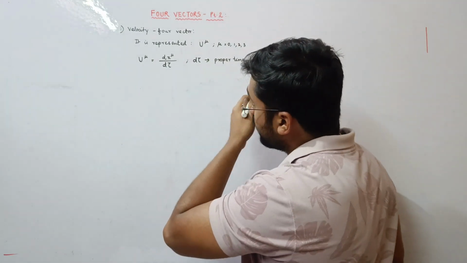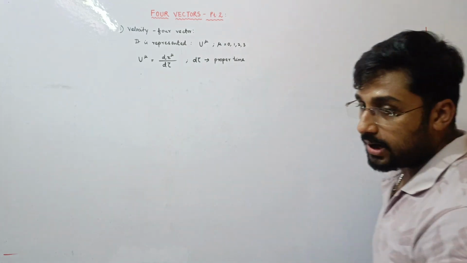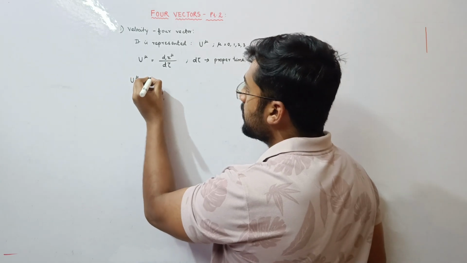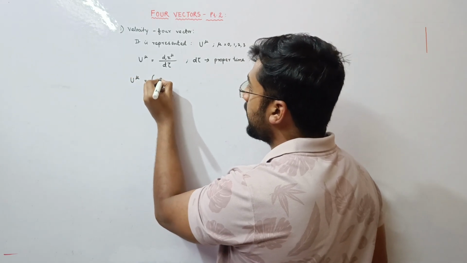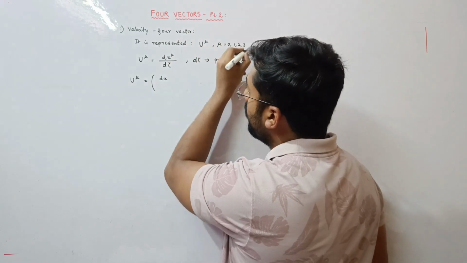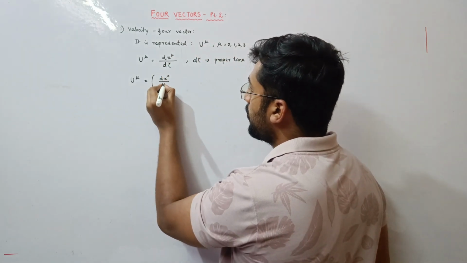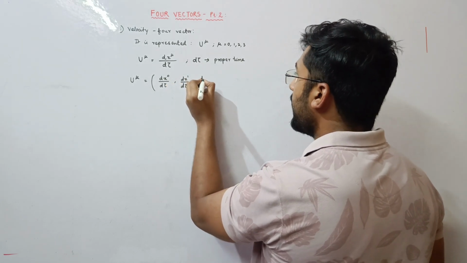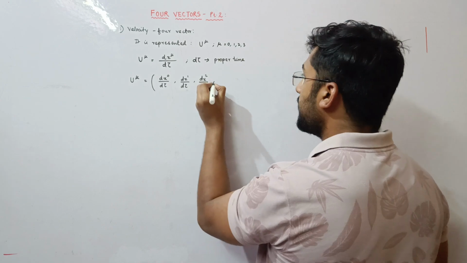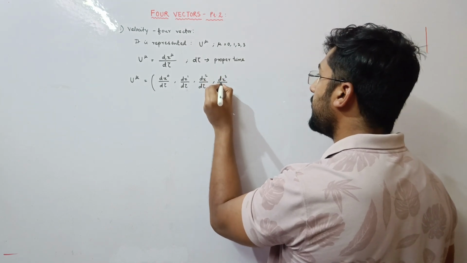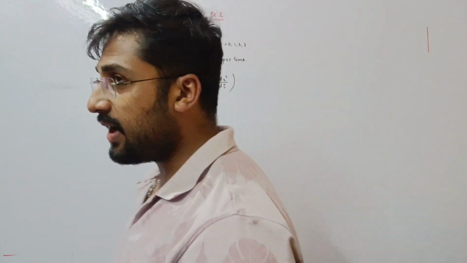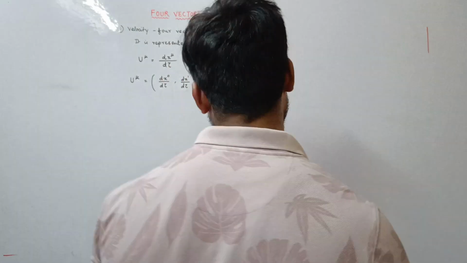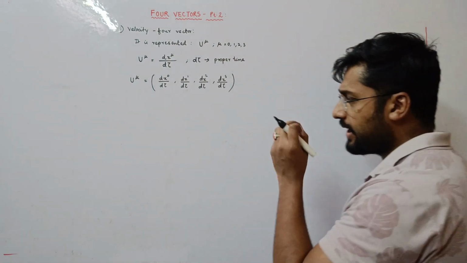Now students, as you can see this, I can also write this as u^μ, where μ varies from 0, 1, 2, 3: dx^0/dτ, dx^1/dτ, dx^2/dτ, and dx^3/dτ. Am I clear what I am saying? I am basically varying the index μ from 0, 1, 2 and 3. Now see what I will be doing. Okay, fine. Now I will be making some changes.